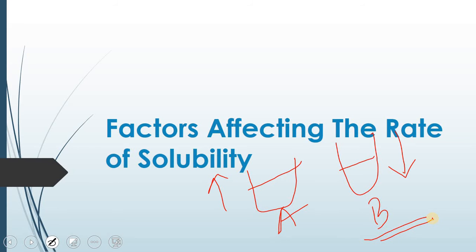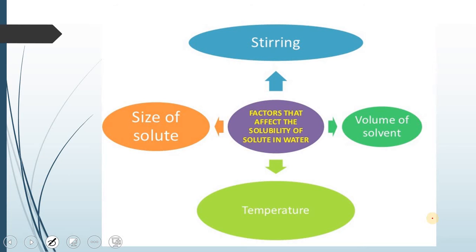So we're going to learn what are the factors that affect the rate of solubility. Apakah faktor yang akan mempengaruhi benda tu dia bercampur dengan cepat ataupun dia bercampur dengan lambat. Okay. So there are four factors actually. Actually there are more than four. You can find even six factors, but you only need to learn a few factors for science form 2.